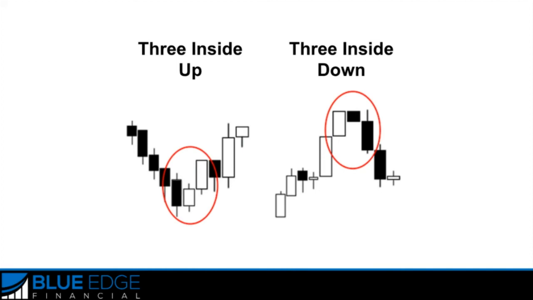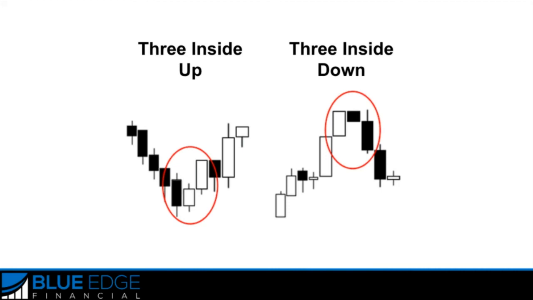Then you can see it's the complete opposite for a 3 inside down pattern. And of course, a 3 inside down pattern is going to be found at the top of an uptrend, indicating a possible new downtrend has started. So this is what you would look for. You look for the first candle to be found at the top of an uptrend, and it's going to be characterized by a long bullish candlestick, or a long candle that is moving upwards, right?